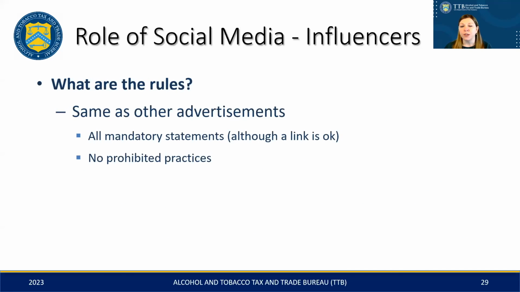What are the rules if an industry member uses a social media influencer to advertise their product? Such posts or pages would need to follow the same rules as any other advertisement. All mandatory information must be present, and the advertisement is subject to the prohibited practices regulations discussed previously. The mandatory information requirements can be satisfied by a link to the information.